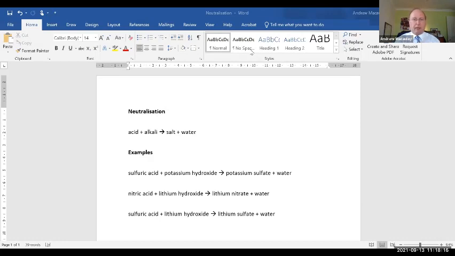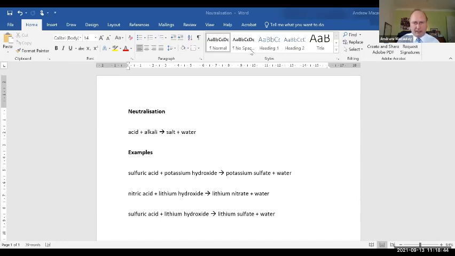The second example there is nitric acid. Again, nitric acid is a strong acid that we probably wouldn't use except in a science laboratory. So nitric acid plus lithium hydroxide produces lithium nitrate. And notice again that there's a swapping. So the nitrate goes from the acid and joins with the lithium to produce a salt. So lithium nitrate is a salt plus water.